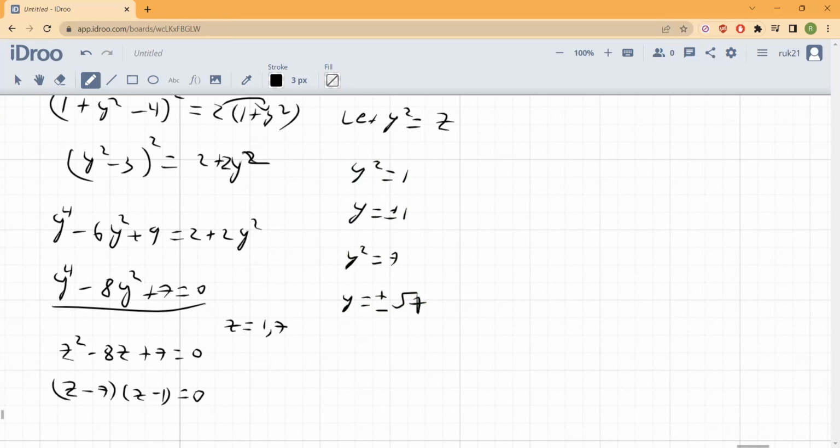Any questions about this part? All good. All good?